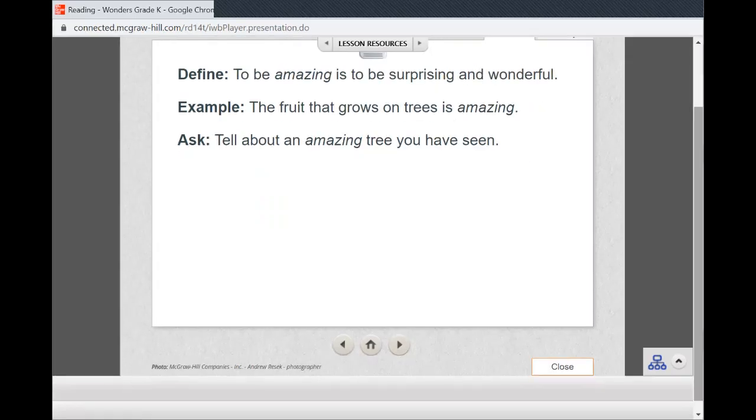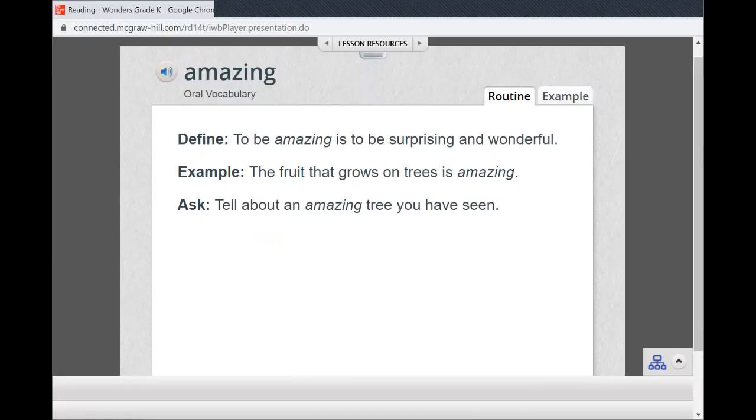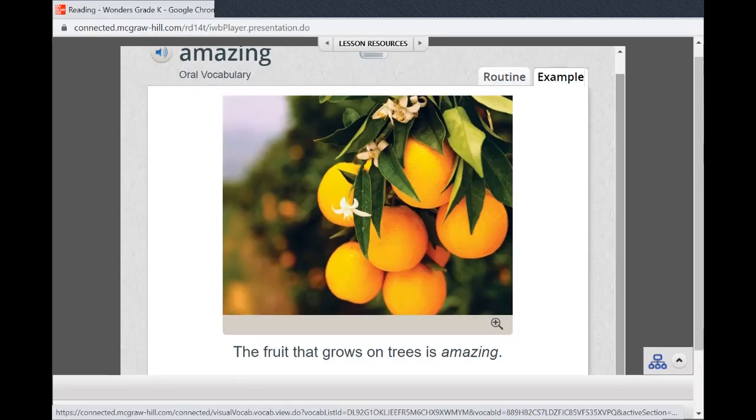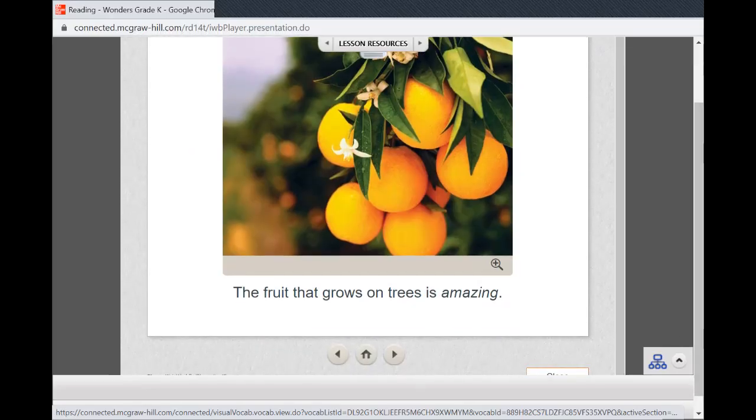Okay, our next vocabulary word is amazing. To be amazing is to be surprising and wonderful. Let's look at an example here. The fruit that grows on trees is amazing.